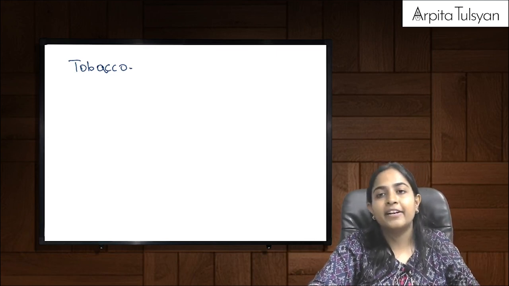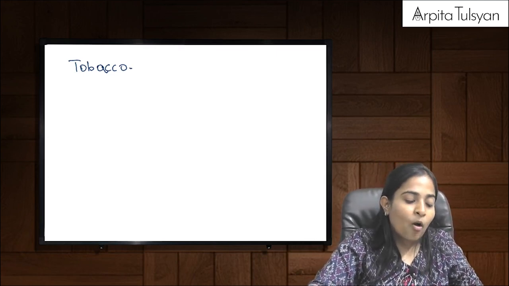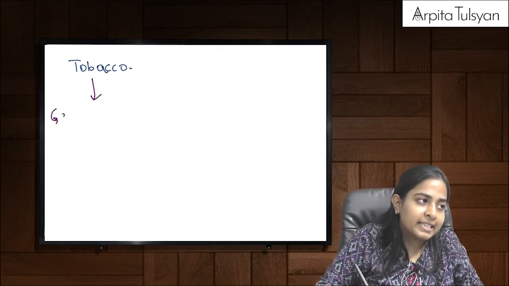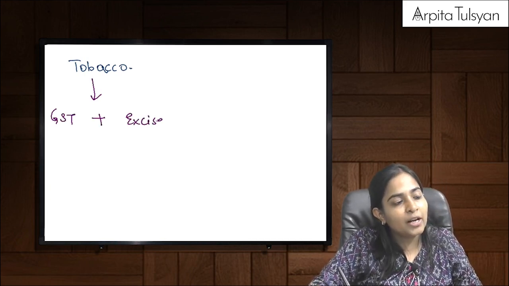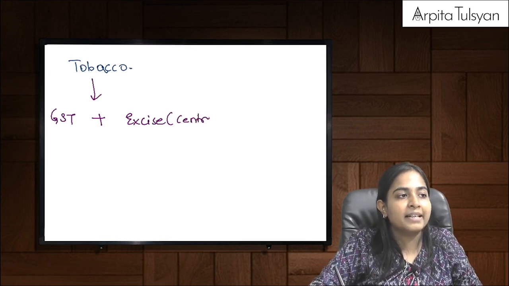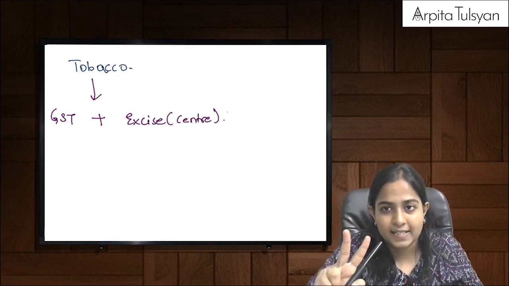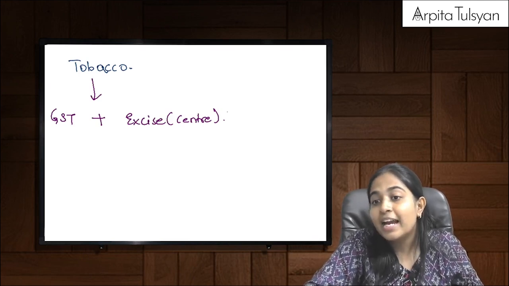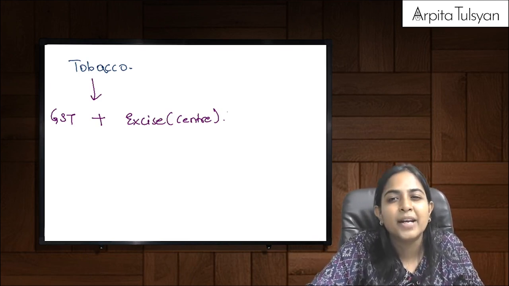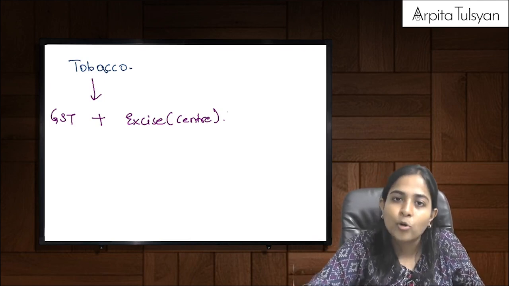But what are they trying to tell us here is, on tobacco GST is also applicable and excise duty can also be levied by the center. Two taxes. Ma'am, why such a punishment? Can you tell me why such a punishment? Tobacco, can we say it is a demerit good? We don't want to promote such goods.